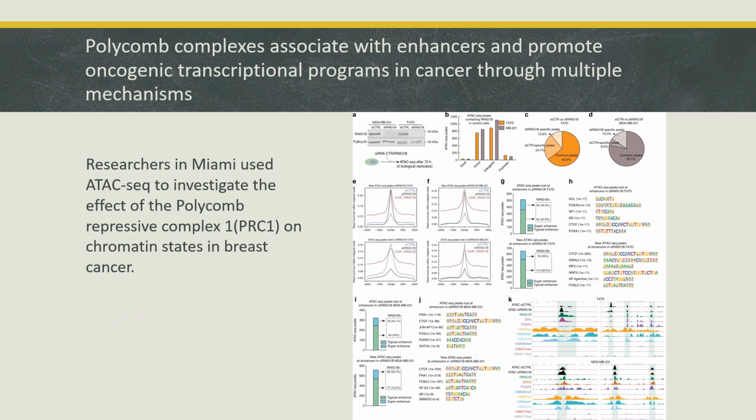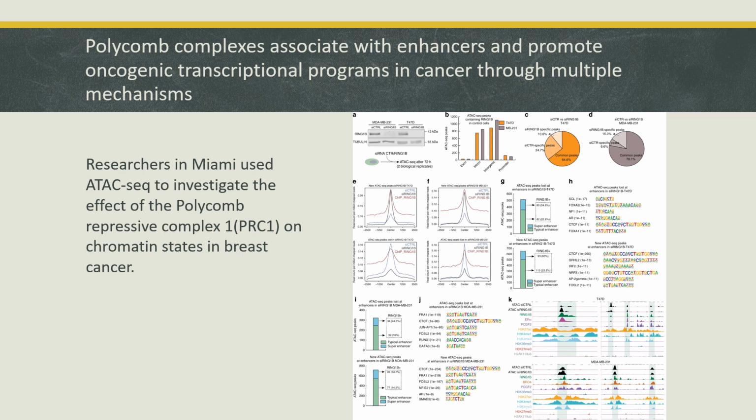One application of ATAC-Seq was performed by researchers in Miami. They wanted to investigate the effect of the polycomb repressive complex 1, or PRC1, on chromatin states in breast cancer. The ATAC-Seq experiments showed that depletion of RING1B, a member of the PRC1 complex, leads to a change in chromatin accessibility at enhancer regions, as you can see in the figure down below.